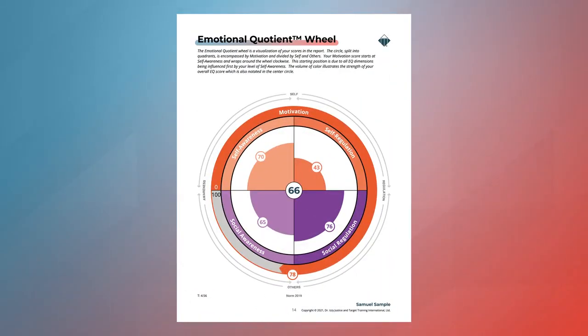Last but not least is the emotional quotient wheel. We will go more in depth on how to read the wheel in another module. But in general, this is a visual representation of your EQ scores. By looking at the volume of color in each dimension, the recipient can quickly see where their EQ is good and where it may need a little work.